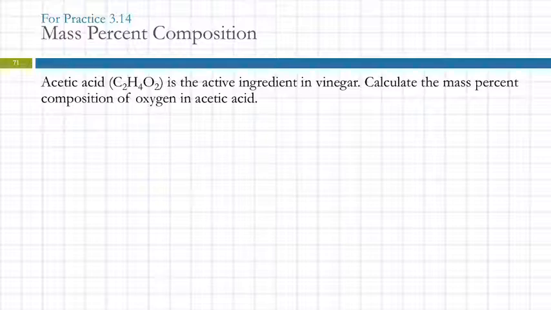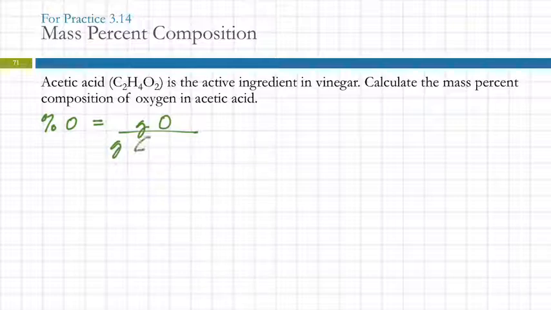So then, what are we asked to find? Mass percent oxygen. Okay. So we're looking for the percent oxygen in acetic acid. So that's going to be the grams of oxygen divided by the grams of C2H4O2 times 100 to make it a percent.